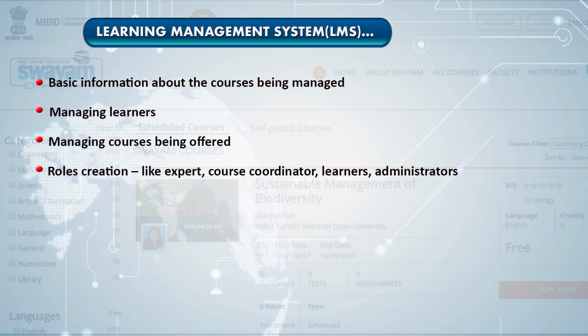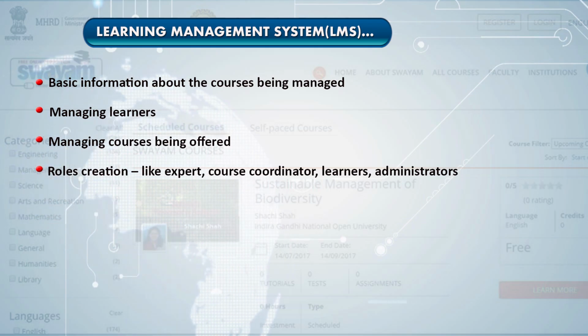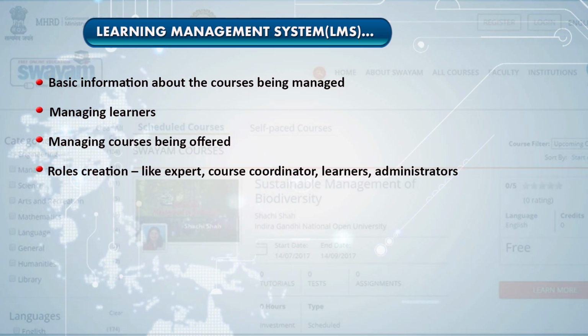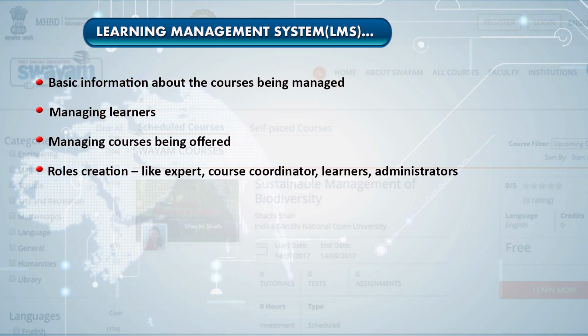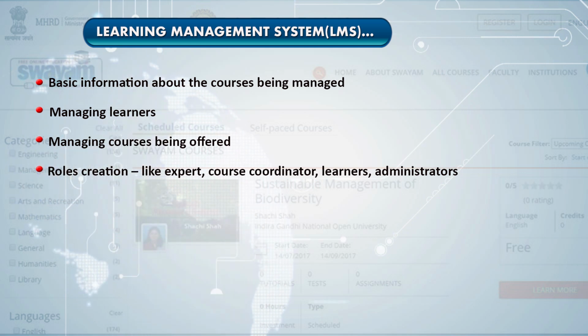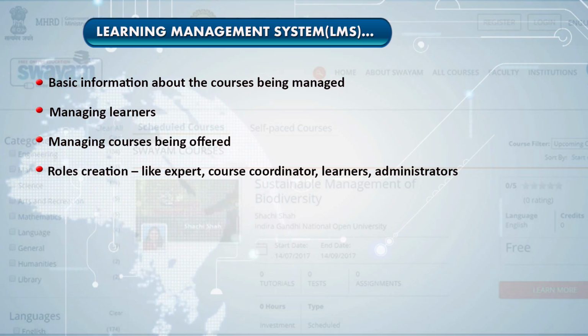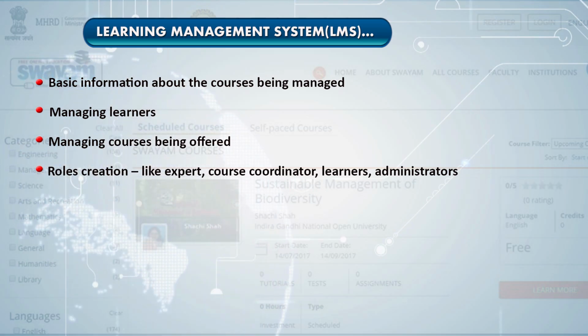What roles and responsibilities you have, what your access rights are, all these things are governed by the role creation tool as far as the learning management system is concerned. Then the administrators: what their privileges are, what information they can see, what security issues there are and how they can handle those situations. So this information will be within that learning management system.